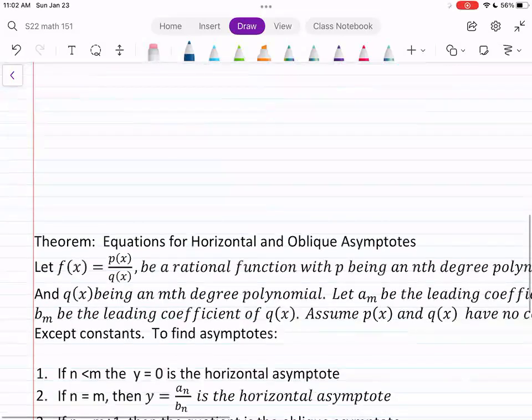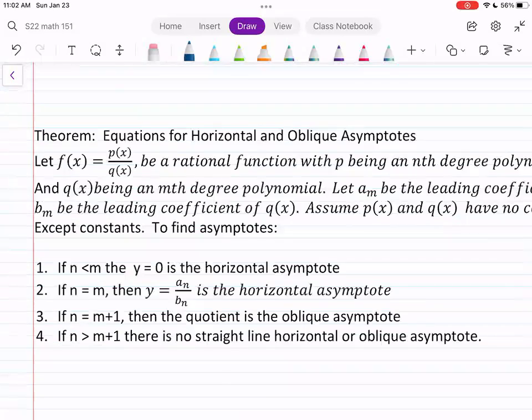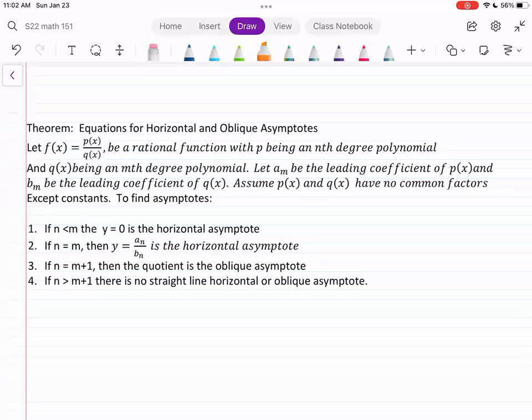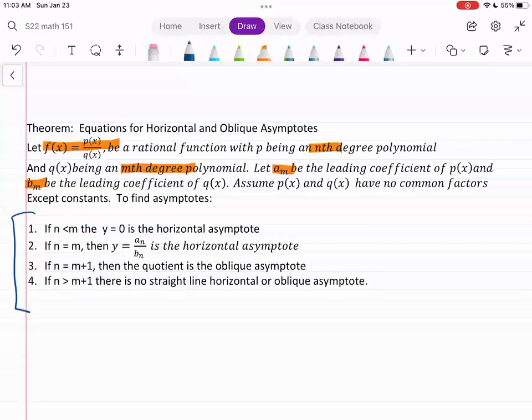This leads us to our theorem for equations of horizontal and oblique asymptotes. What it says is, if we have this rational function and we have an nth degree polynomial on top and an mth degree polynomial on the bottom, I've listed here what we're going to call our leading coefficients, and we're going to assume it's already reduced, no common factors except for constants. Here are the steps for finding your horizontal and oblique asymptotes.